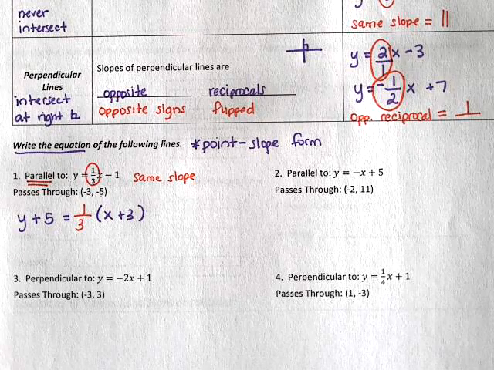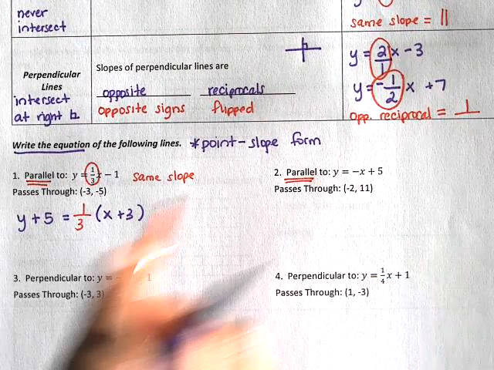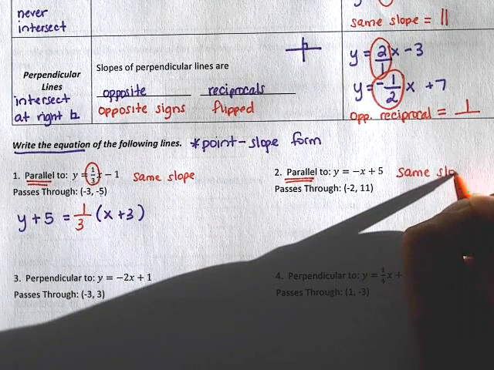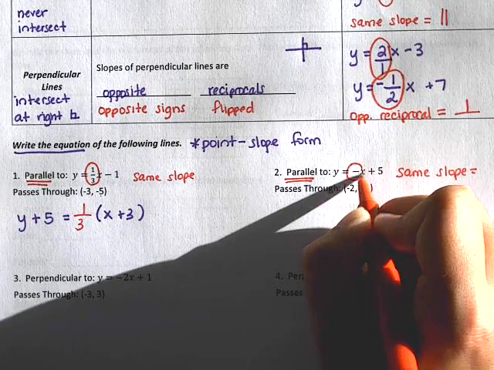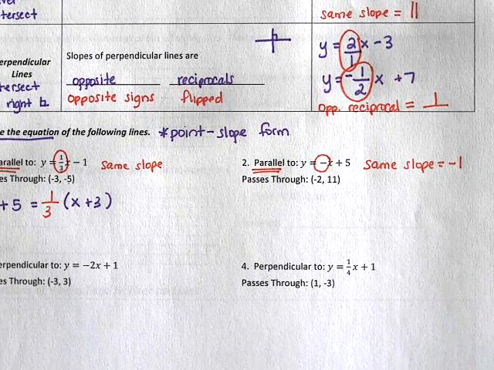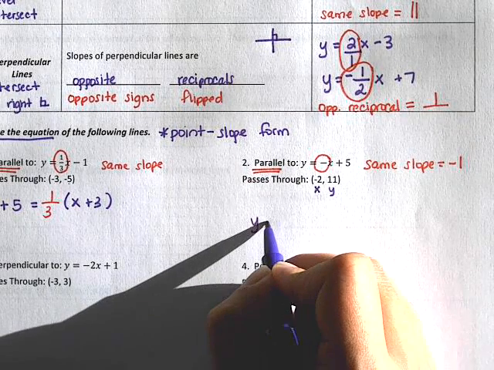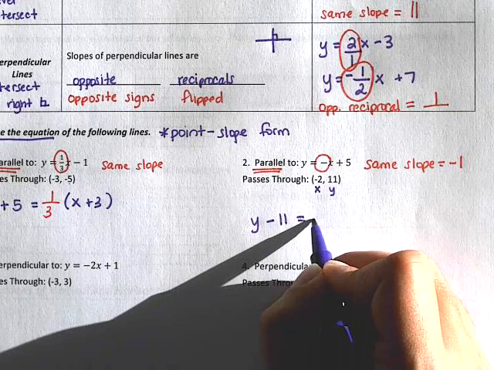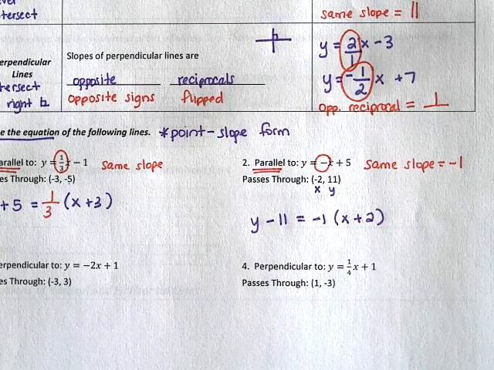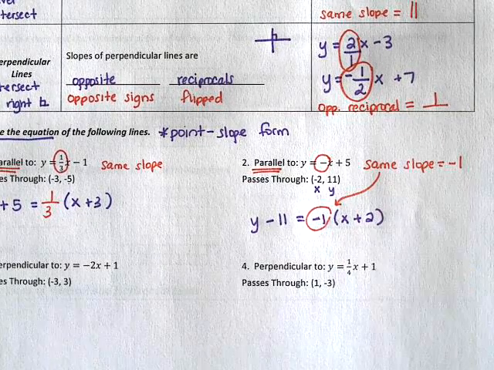If we want to do the same thing, we want to be parallel, which means we want to have the same slope. So we're going to steal this slope and use it again, and we're going to make our slope on our new line a -1. Here's my x, here's my y. So y minus 11 equals -1 times x plus 2.